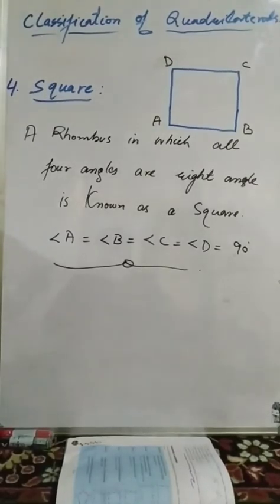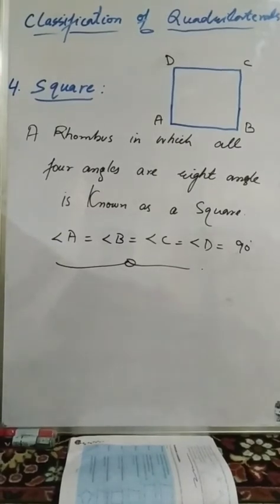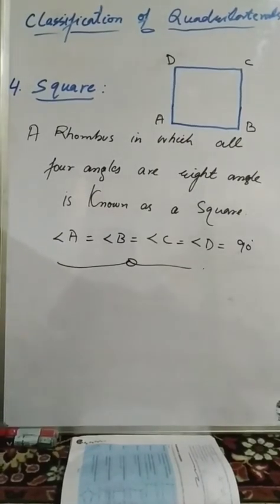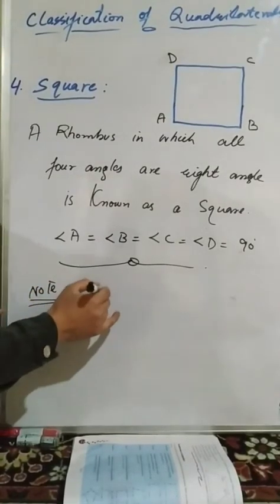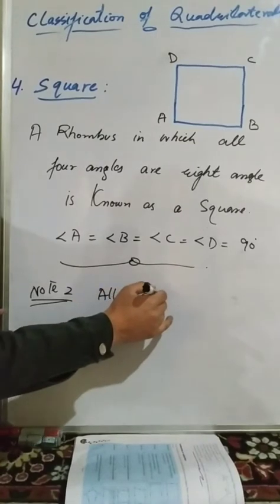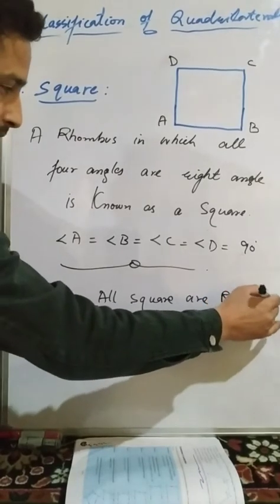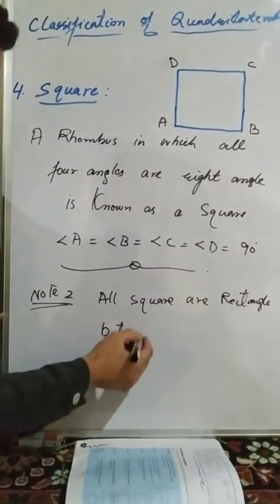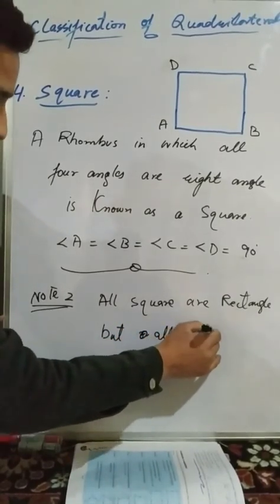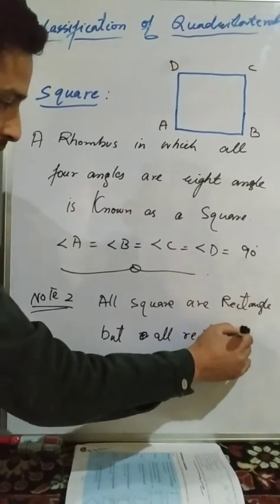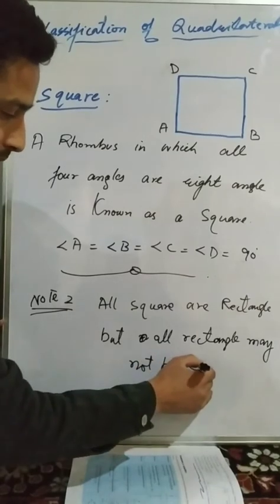Dear students, you should remember all squares are rectangles, but all rectangles are not squares. That is, the converse is not true. You should remember it. Note second, all squares are rectangles, but the converse is not true, or we can say that all rectangles may not be squares.